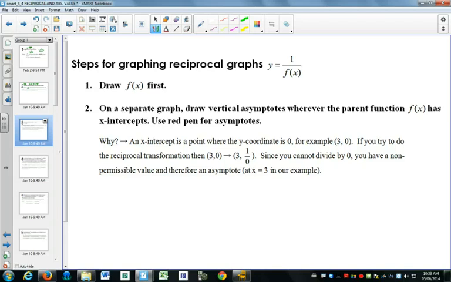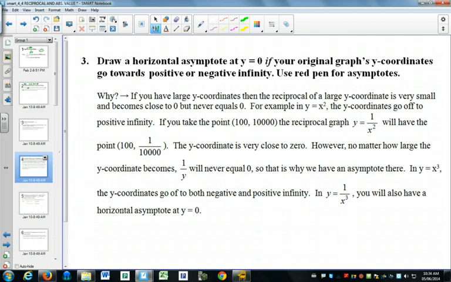So what we're going to do is draw the bottom graph first, whatever it is. We're going to do asymptotes wherever you have x-intercepts on your original graph, because that's where you would have asymptotes on the bottom, the non-permissible values. We'll go through these kind of quick, because then we'll go to an actual example and then refer back to this. Okay?